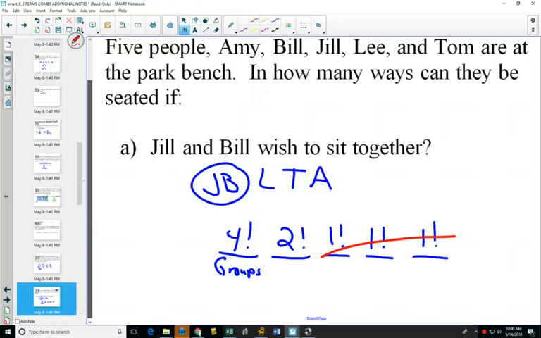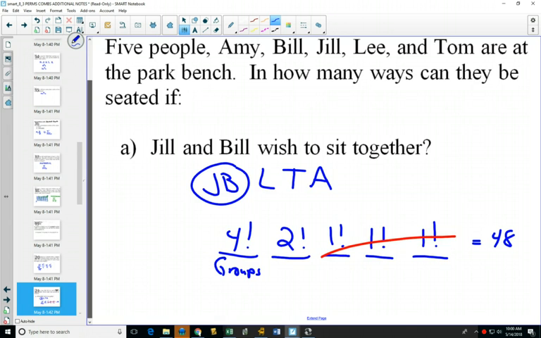You wouldn't have to do this, because Lee, Tom, and Amy can't be rearranged anymore. And this allows us to count 4 factorial times 2 factorial, 48 ways, relatively quickly, whereas all of the different scenarios you were trying to figure out in last class take a little bit longer.